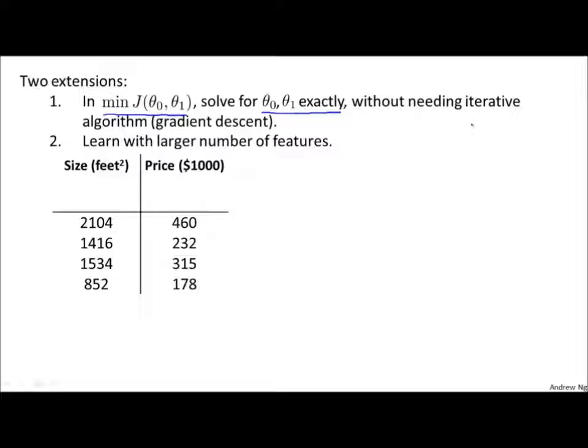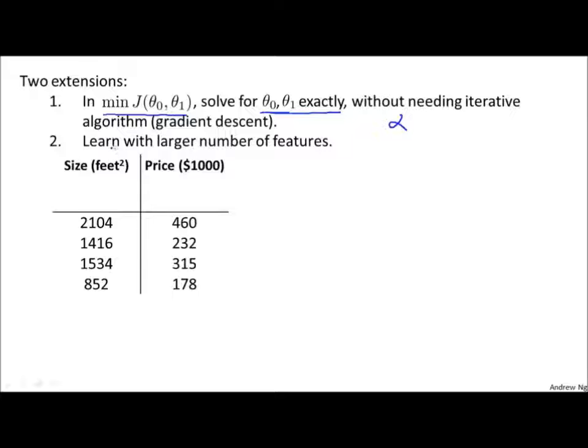There are advantages and disadvantages of this algorithm that lets you just solve for theta 0 and theta 1, basically in one shot. One advantage is that there's no longer a learning rate alpha that you need to worry about and set, and so it can be much faster for some problems. We'll talk about its advantages and disadvantages later.